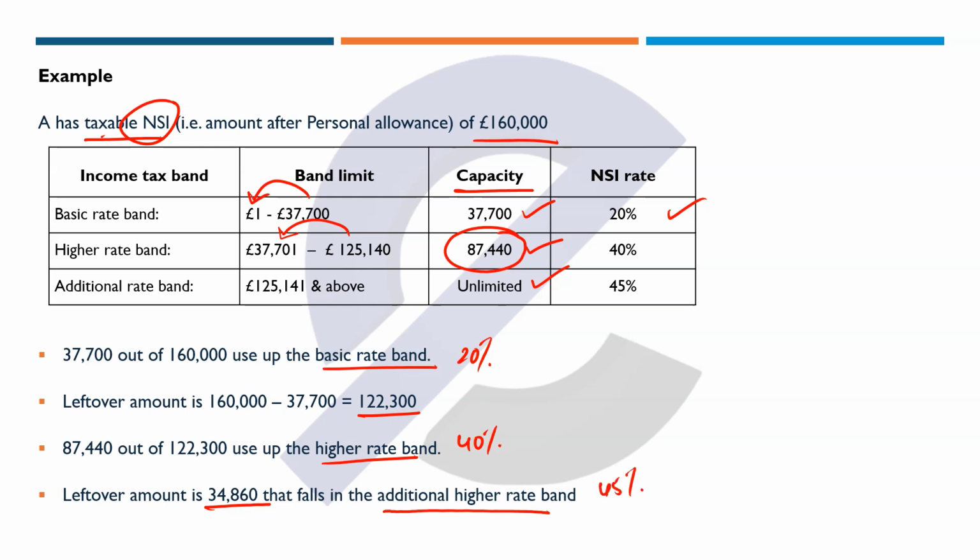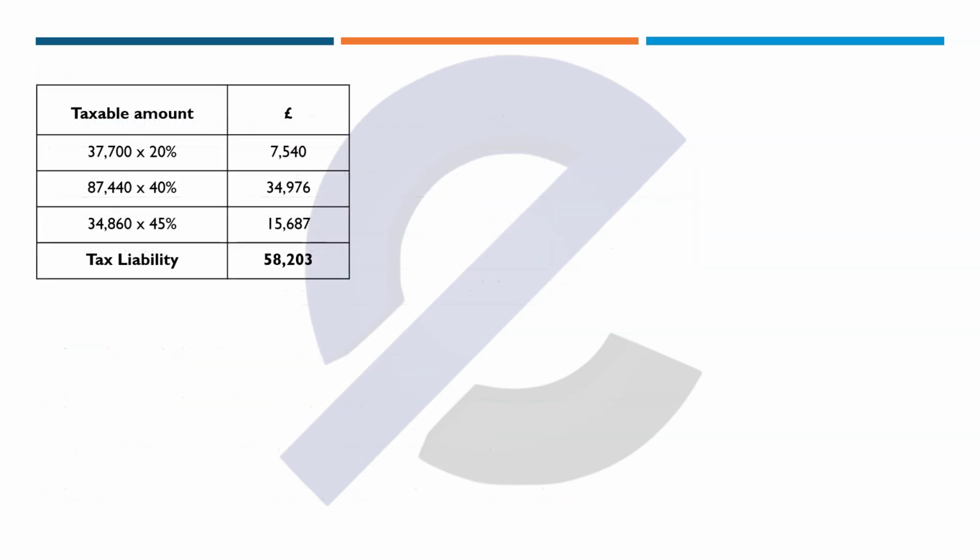And this is how the entire £160,000 taxable income will be taxed. The tax liability amount based on the sum of the tax figure of all three bands will now be £58,203. So A will end up liable to pay £58,203 on his £160,000 taxable income amount for the tax year.